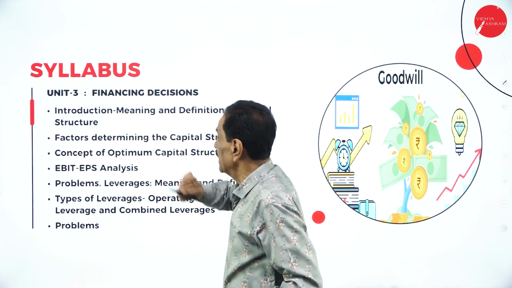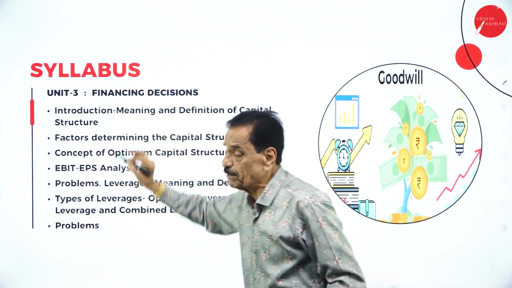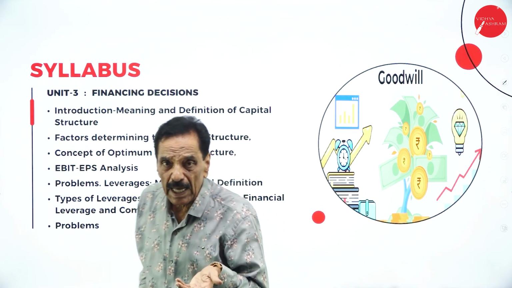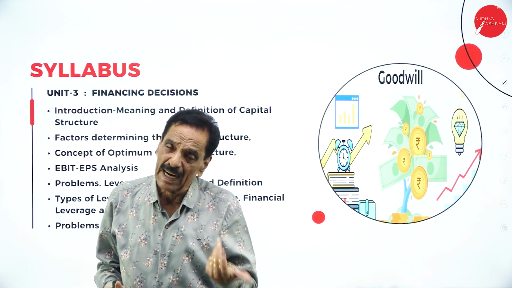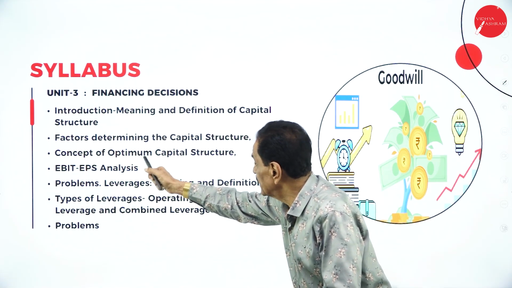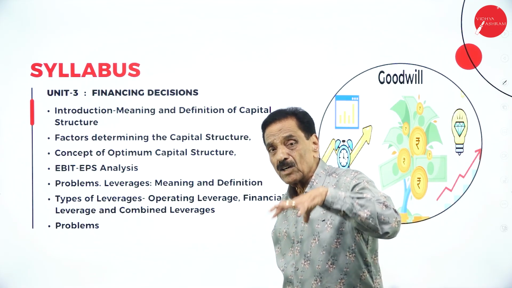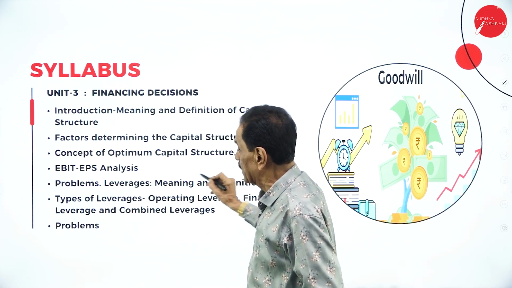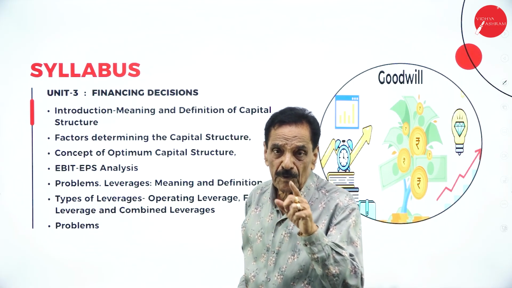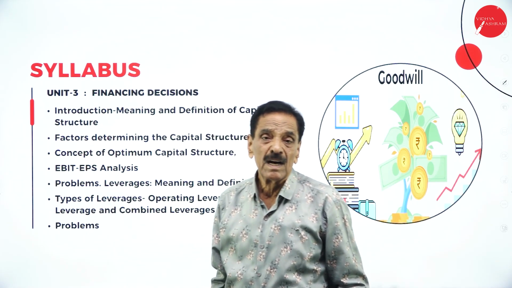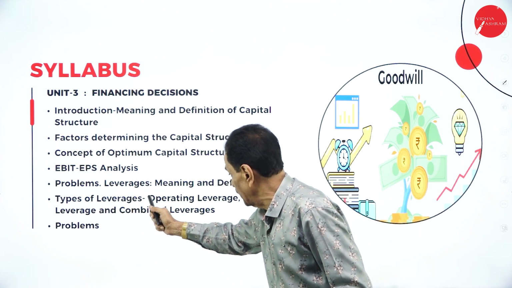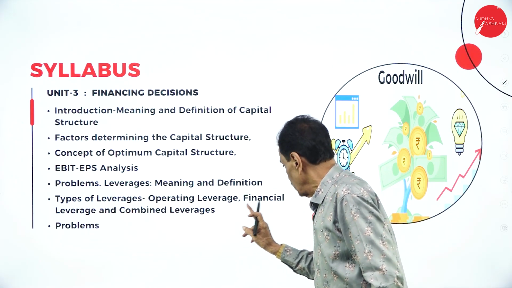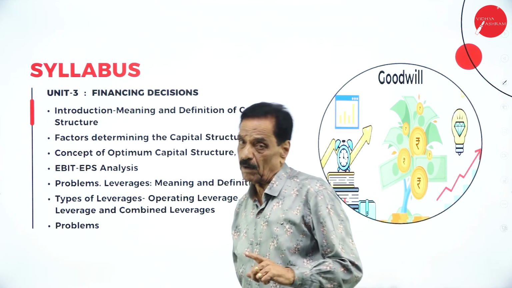Here, introduction, meaning and definition of capital structure, how the capital is made: commonly own capital, preference share capital, and debt. Factors determining the capital structure. In order to get this, what are the factors to be considered? Concept of optimum capital structure. EBIT means earning before interest and taxation. EPS means earning per share. Problems on leverages, meaning and definition. Types of leverage: operating leverage, financial leverage, and comparative problems on that.